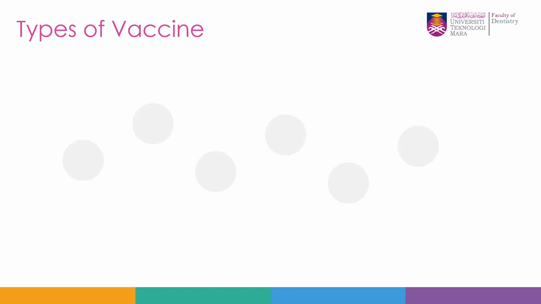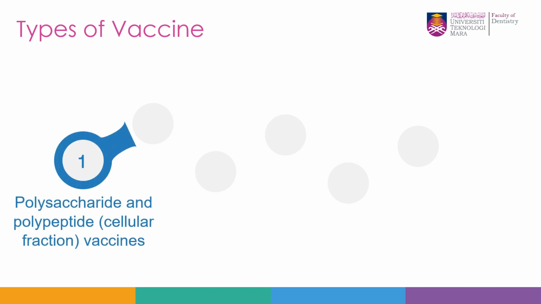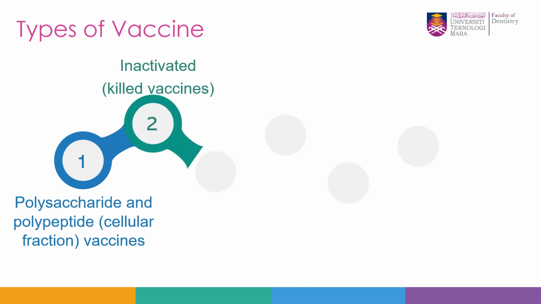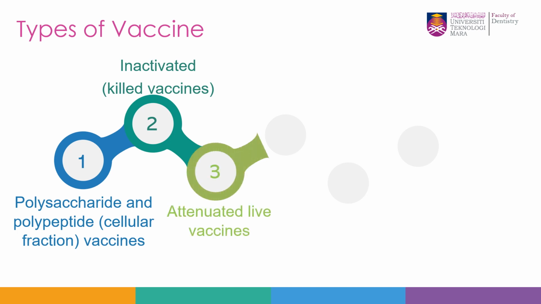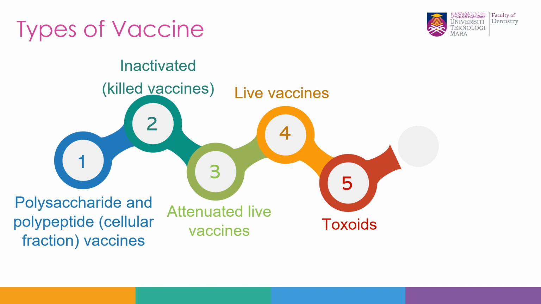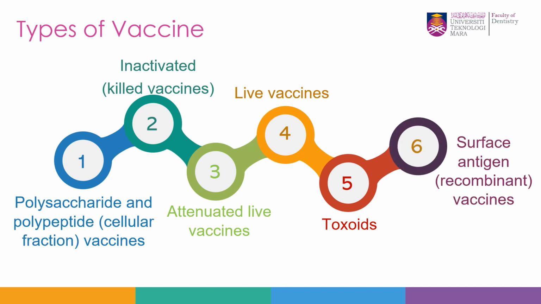Let's look at the types of vaccines. The first one is polysaccharide and polypeptide, which is the cellular fraction. Number two is inactivated or killed vaccines. Number three, attenuated live vaccines. Number four, live vaccines. Number five, toxoids. And number six, surface antigen, or what we call recombinant vaccines. So there are six types of vaccines available for us to use.